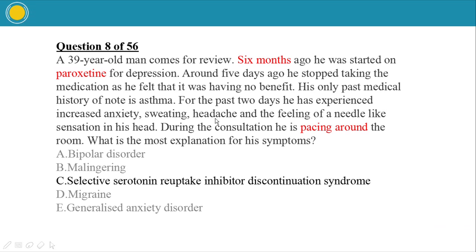Question number 8. 39-year-old man comes for review. Be aware of the time. 6 months ago, he was started on paroxetine for depression. This is an SSRI agent. Around 5 days ago, he stopped taking the medication as he felt that it was having no benefit. His only past medical history is asthma. For the past 2 days, he has experienced increased anxiety, sweating, headache, and the feeling of a needle-like sensation in his head. During his consultation, he's pacing around in the room. What is the most likely explanation for his symptoms?